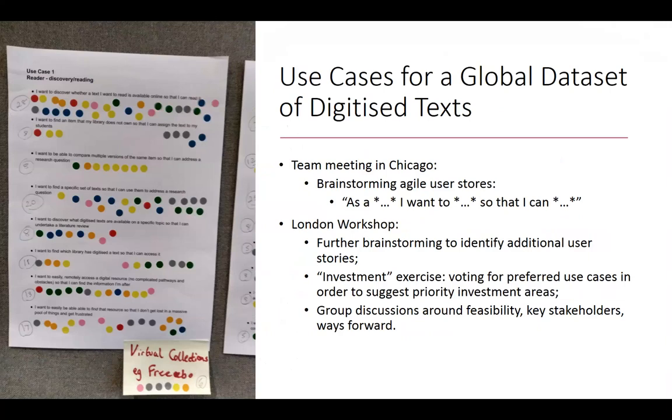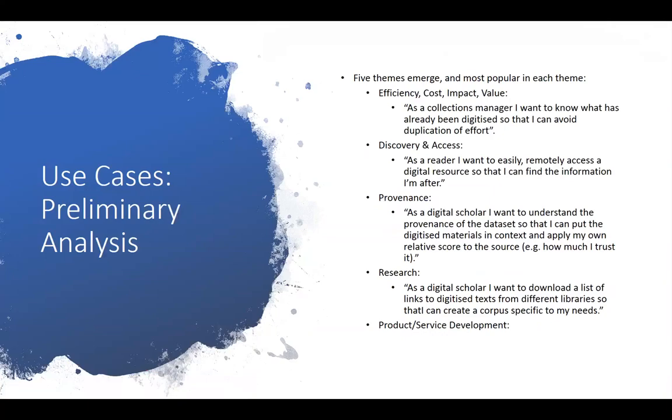And then we asked people to do an investment exercise. Effectively, we gave people 50 stickers and said, if this was money, if this was 50,000, 500,000, 5 million, how would you allocate these resources to the various use cases? Then we took that forward with a group discussion around feasibility, key stakeholders that would need to be involved, and ways forward. Five themes emerged from this in our preliminary analysis.